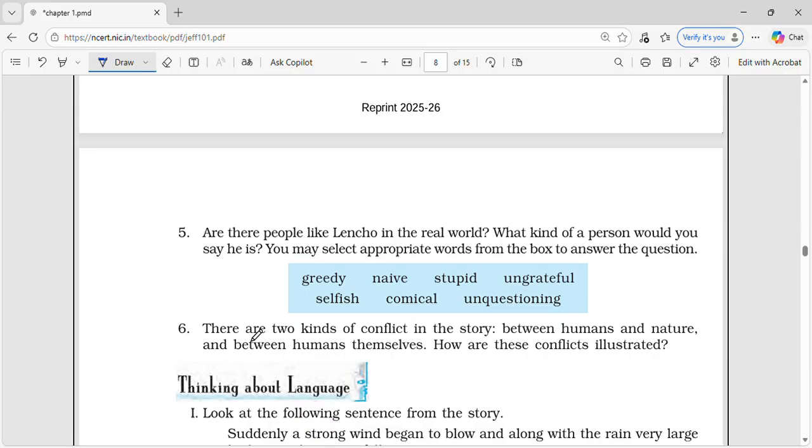So are there people like Lencho in the real world, and what kind of person was he? So yes, obviously there are people like Lencho in the world who have strong faith in God. Lencho was a simple, hardworking and innocent father, and he believed in God's help, right? Next. अब देखो, there are two kinds of conflicts in the story between humans and nature, and between themselves. How are these conflicts illustrated? So you have to tell this by the story.